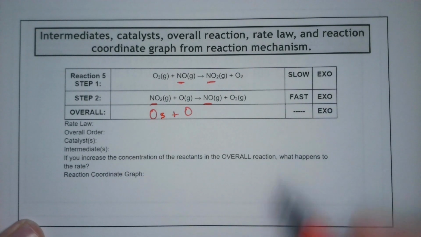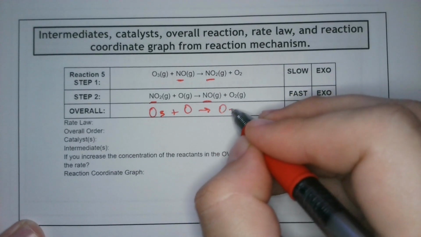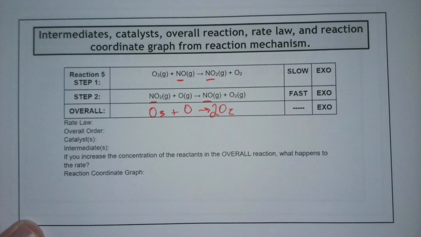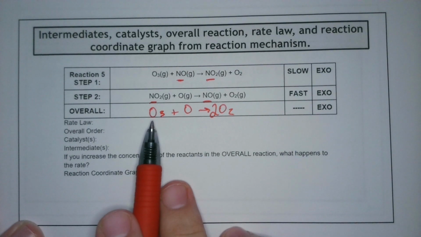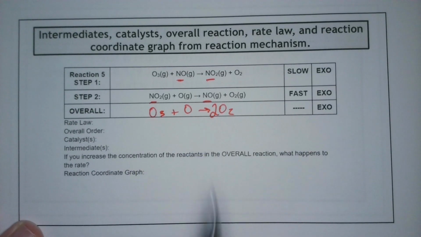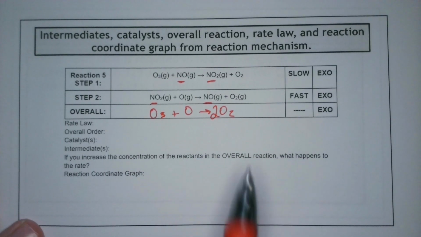I'm going to drop the state of matter symbols. Makes O2 plus O2, but it's easier just to write that as 2O2. So I have O3, which is ozone, plus monatomic oxygen, gives you 2 regular oxygens. That's the first part. That's your overall reaction.